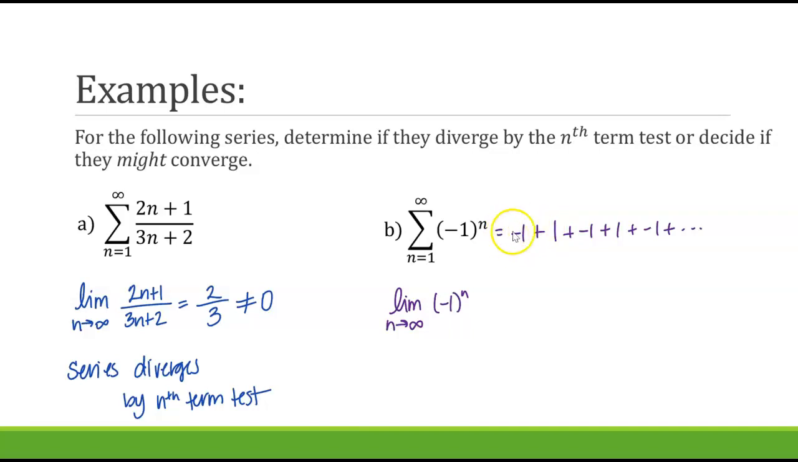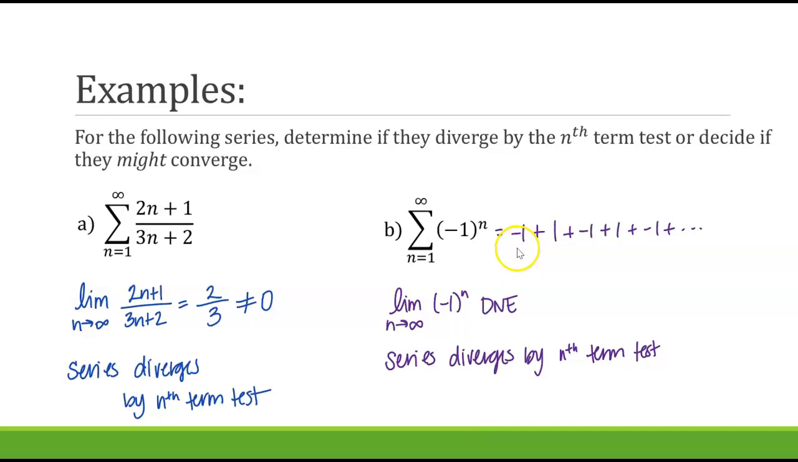So just looking at the individual numbers and thinking, are they getting closer to any one number? No, right? They're bouncing back and forth between positive 1 and -1. So this limit does not exist, right? So it doesn't equal 0. The limit does not exist. So that means that the series diverges by the nth term test, or again, the test for divergence.